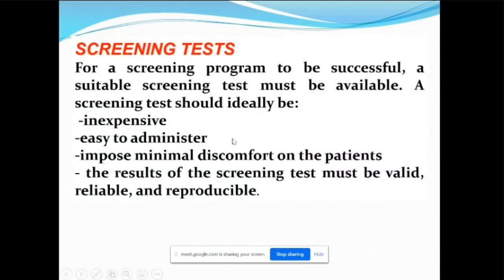Regarding screening tests, for a screening test to be successful, there are certain criteria to be met. First, it should be inexpensive, easy to administer, with minimum discomfort to patients. The other thing is that screening tests should be valid and reliable, or reproducible.